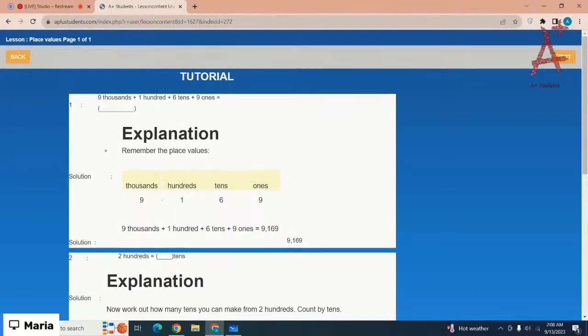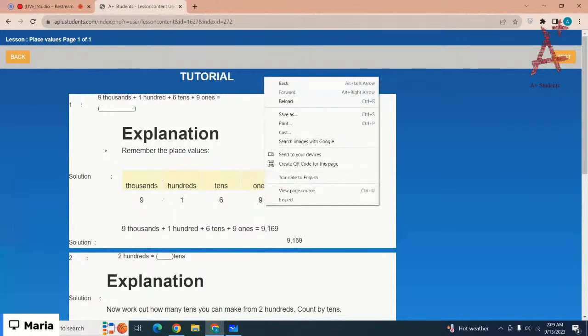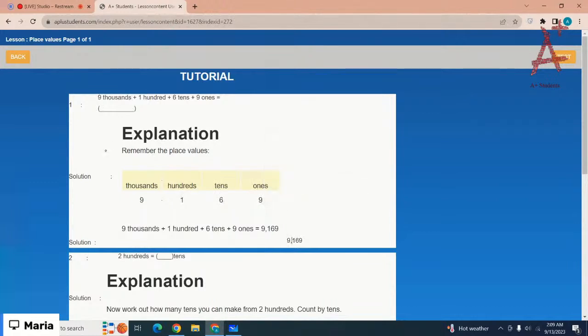9 thousands, 1 hundred, 6 tens and 9 ones. You are given the place values of every digit. 9 is at the thousands position, 1 is at the hundreds position, 6 is at the tens position, and 9 is at the ones position. You can see here 9, because here you have 9,000. So when you write them together, they make the number 9,169, right?